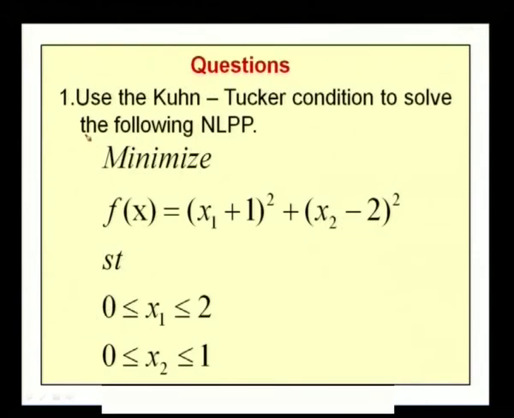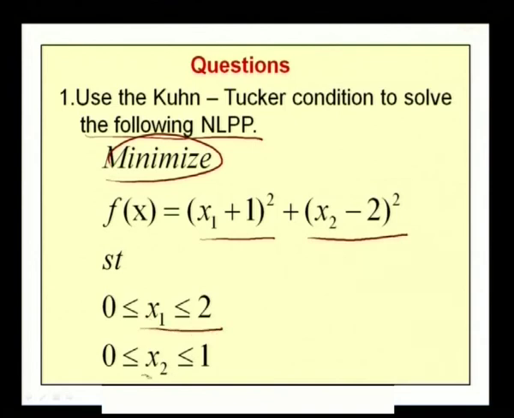Let us have a question. Use Kuhn-Tucker condition to solve the following nonlinear programming problem. Minimize f of x equal to x1 plus 1 the whole square plus x2 minus 2 the whole square, subject to the constraints x1 less than or equal to 2, x2 less than or equal to 1.